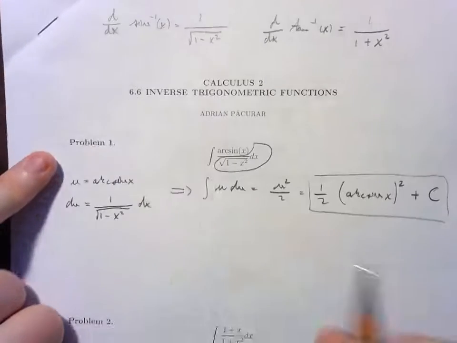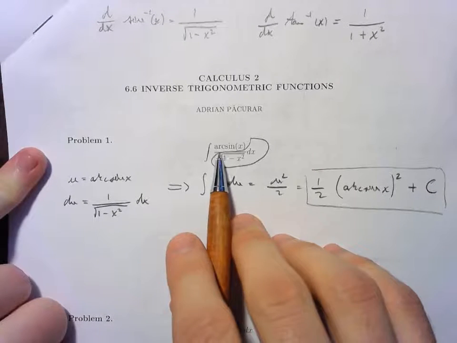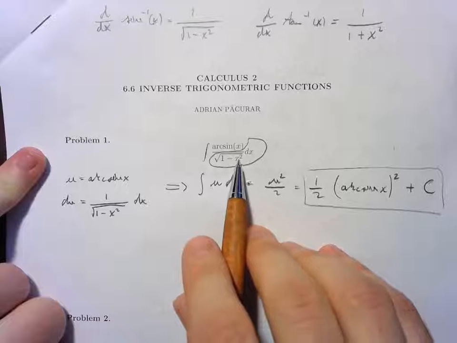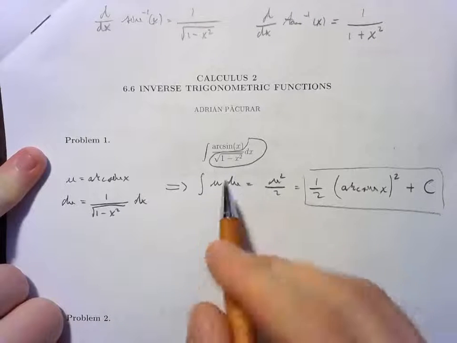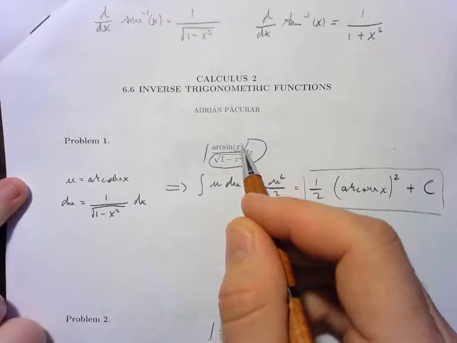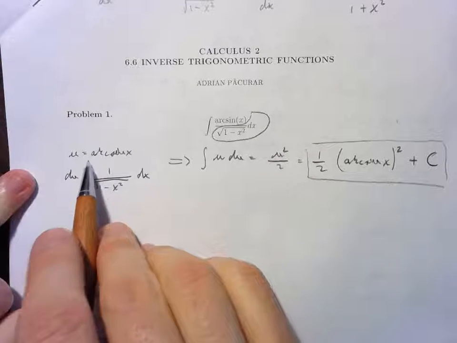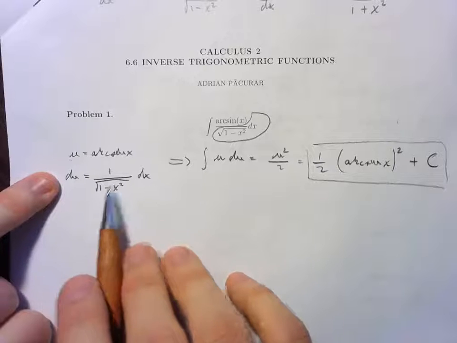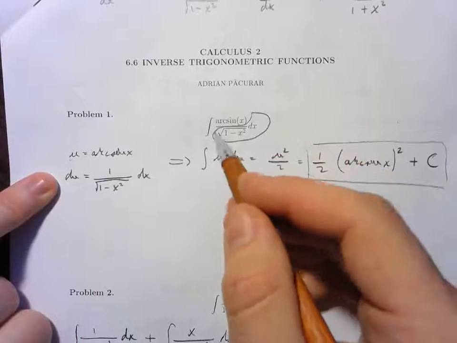So let's go ahead and start with problem 1, which is asking us to integrate the function arc sine of x divided by the square root of 1 minus x squared. Automatically, when you see something like this, you realize this square root part is the derivative of arc sine. So the substitution you should make here is letting u be arc sine of x. That way the du is 1 over the square root times dx, which is exactly this piece.